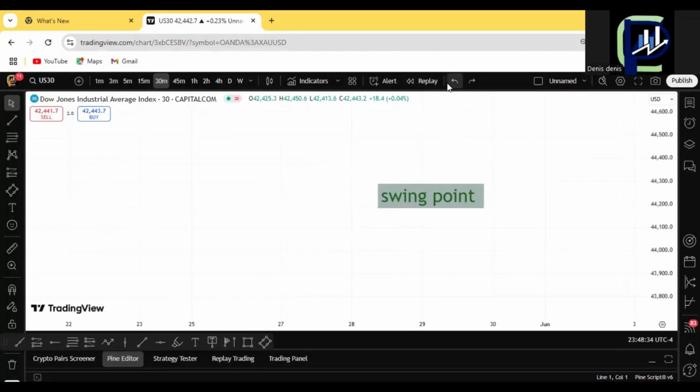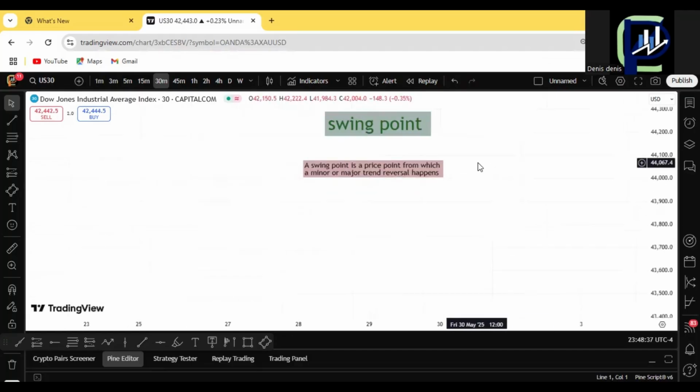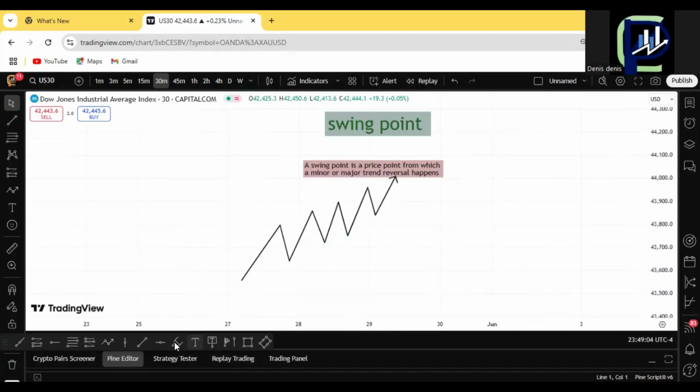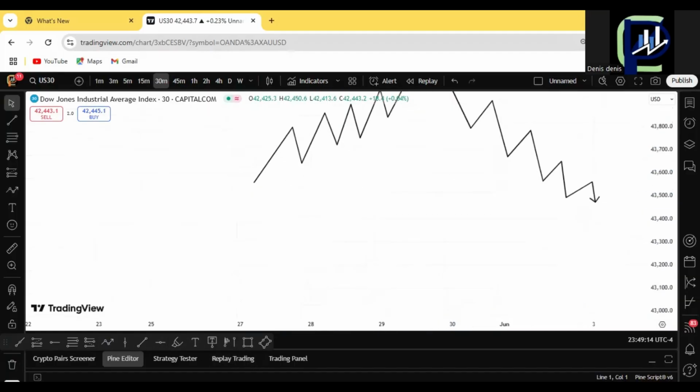We are saying that a swing point is a price point from which a major or a minor trend reversal happens. That means if the market is moving, we understood about that. So we understood what market structure is. We said the market moves in this manner. We said also a downtrend will be moving in this manner, and a consolidation will be moving in this manner.